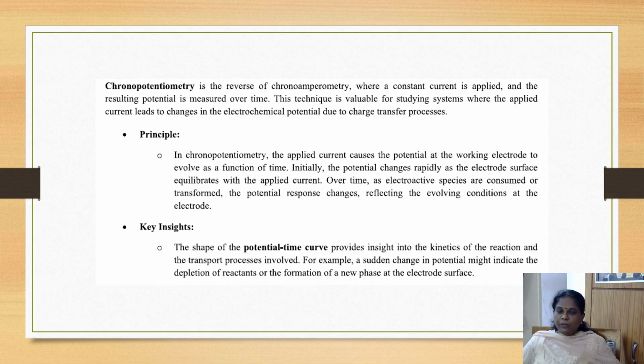So in chronopotentiometry, the applied current causes the potential at the working electrode to evolve as a function of time. The key insight is that the shape of the potential-time curve provides insights into the kinetics of the reactions and the transport processes involved. For example, a sudden change in potential might indicate the depletion of reactants or the formation of a new phase at the electrode surface.